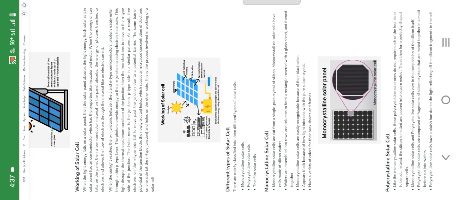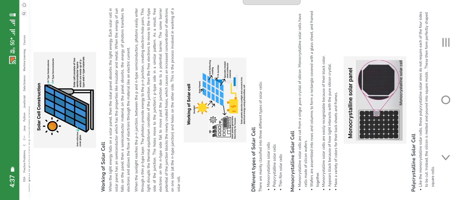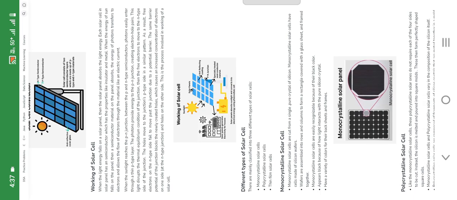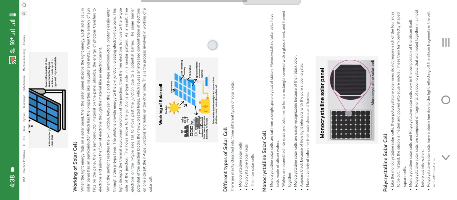When the sunlight reaches the p-n junction between the p-type and n-type semiconductors, photons easily enter through the thin p-type layer. The photons provide energy to the p-n junction, creating electron-hole pairs. This light disrupts the thermal equilibrium condition of the junction. Then the free electrons move to the n-type side of the junction. The holes move to the junction's p-type side in a similar pattern.